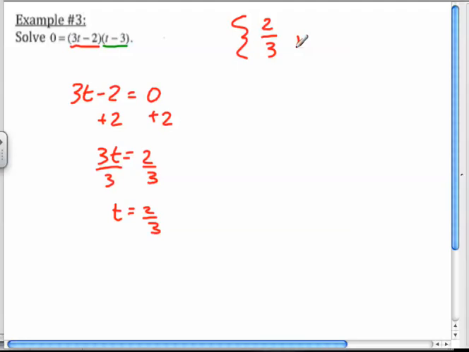Okay? Now the next one is t minus 3. What makes that equal 0? Well, I'm going to add 3 to both sides, and I'm going to get t is equal to 3. Okay? Now, since this was a quadratic, I can have no more than 2 solutions, and I have 2 solutions, 2/3 and 3.